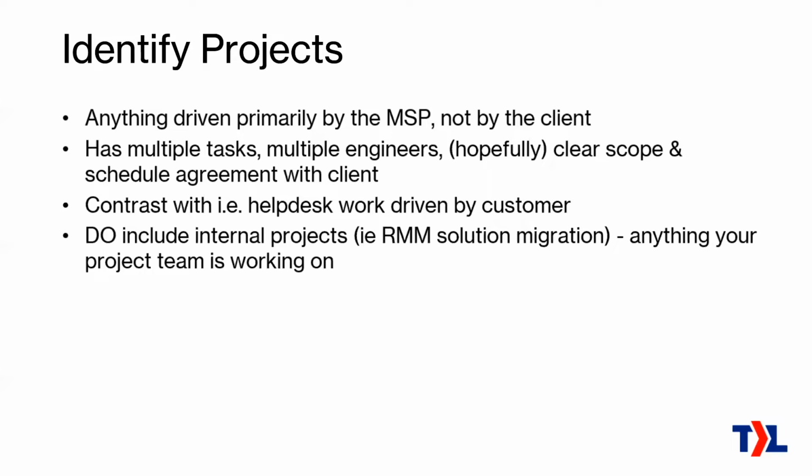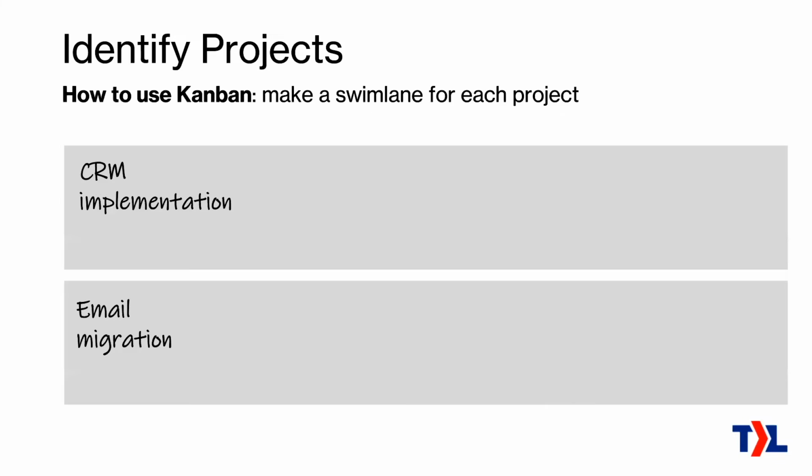Keep in mind, you do need to include your internal projects. So for example, if you're migrating to a different RMM, and your project team's working on that, you need to include that, because that's going to have an effect on how much work you can do on your client projects. So you are looking at your entire project portfolio here when you include both client and internal work. So, okay. How do we use Kanban for this?